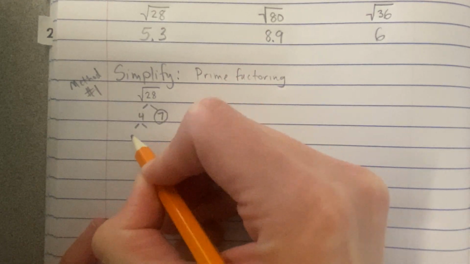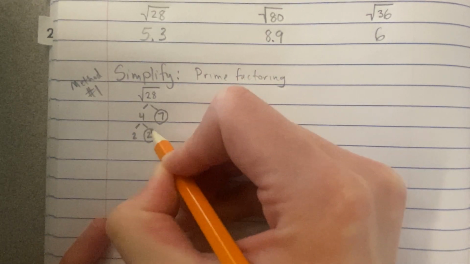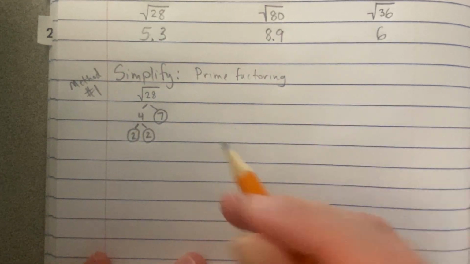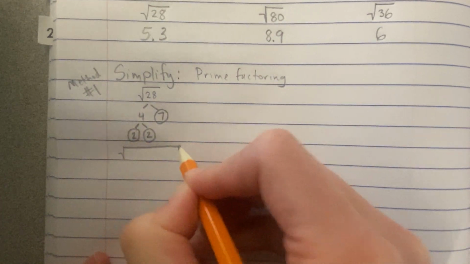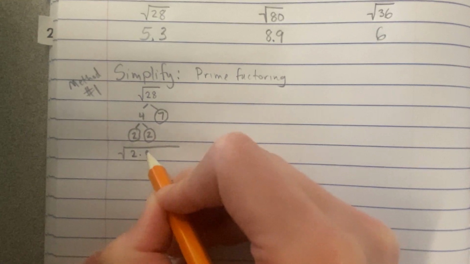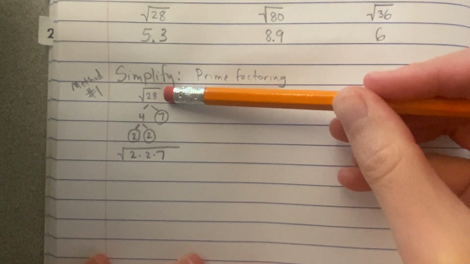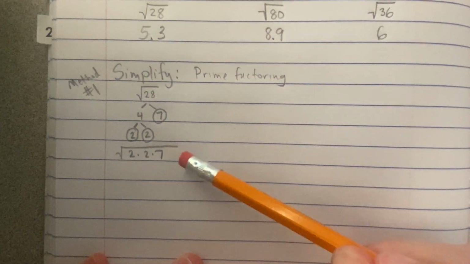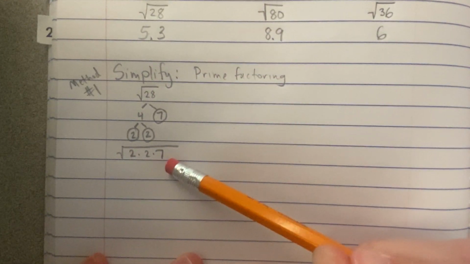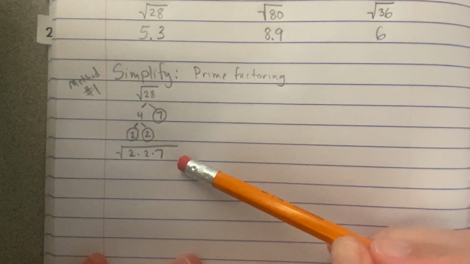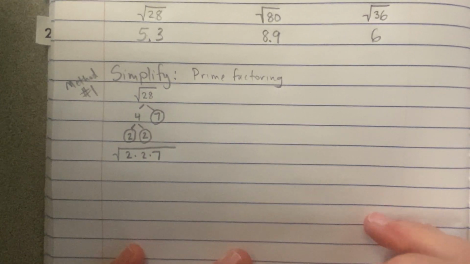And if we see a number that's not prime, we continue to factor it until we get all primes like this. Okay, then once I have those, you're going to write it out like this. So I'm going to write 2 times 2 times 7. And notice what I've just done is actually just rewrite this, right? This is the square root of 28. This is also the square root of 28. 2 times 2 is 4 times 7 is 28. So I haven't changed the number. I'm just rewriting it in a way that's a little bit more useful to me.